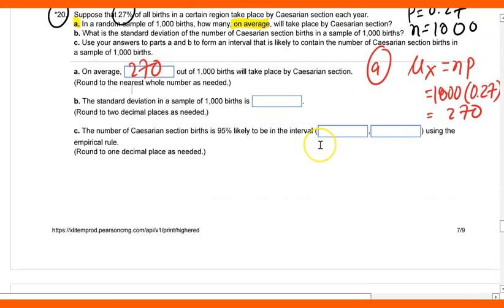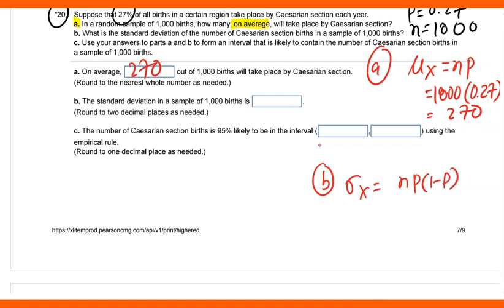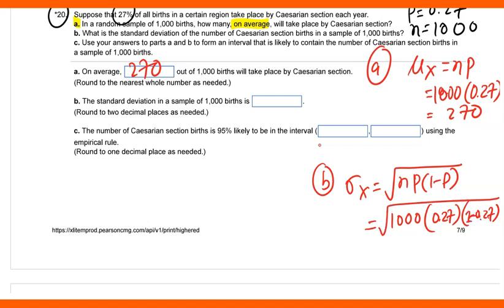What's the standard deviation? Its formula is sigma x equals the square root of np(1 minus p), where n is 1,000, p is 0.27, and 1 minus 0.27. If you use the calculator, as I showed before, this is going to be 14.04. Therefore, the standard deviation in the sample of 1,000 births is 14.04.